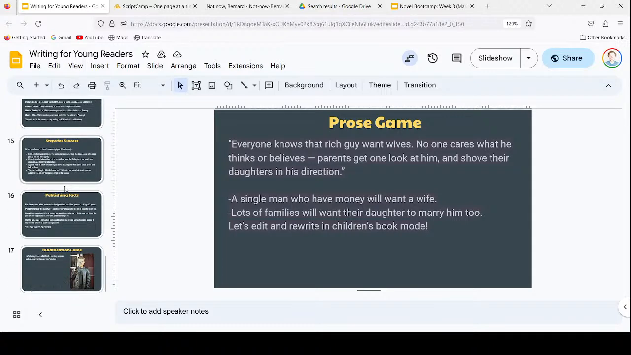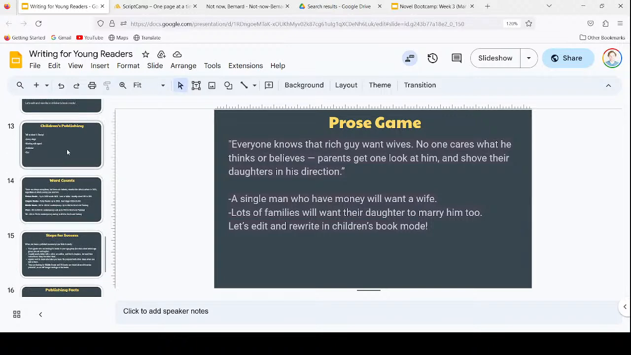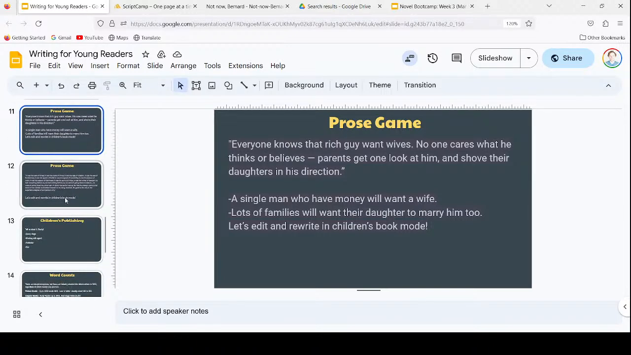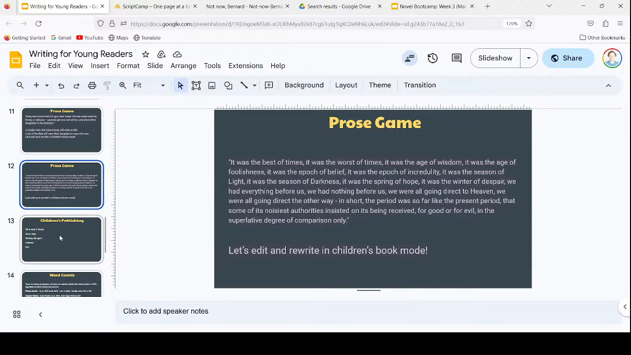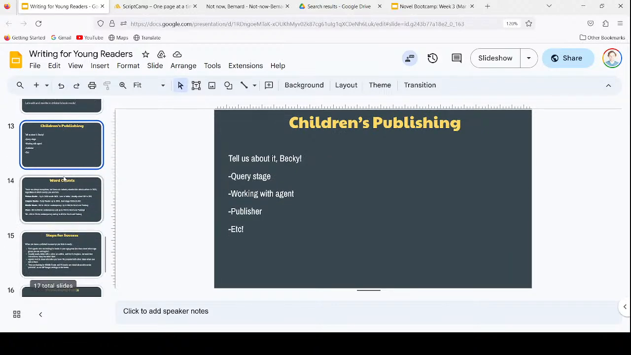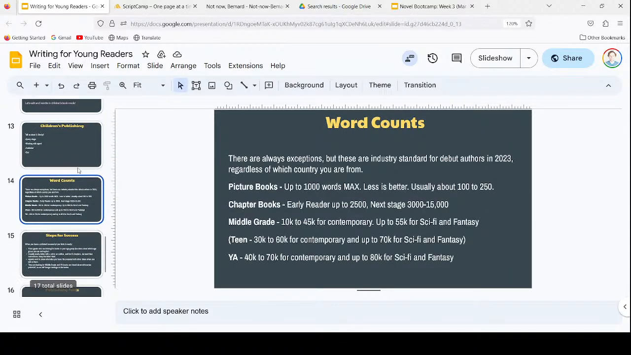Shall we look at, we have one more game to get into, but we also have a little bit on publishing. So I wanted to do, if you go on to the next slide, there we go. I wanted to talk about word counts.